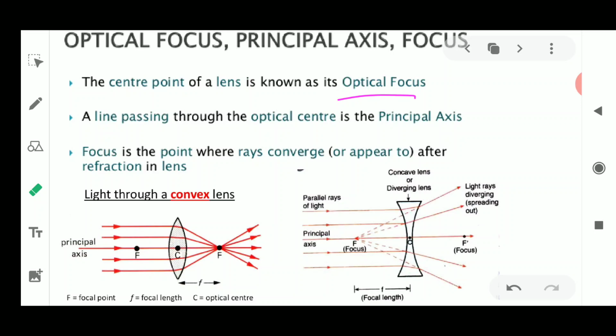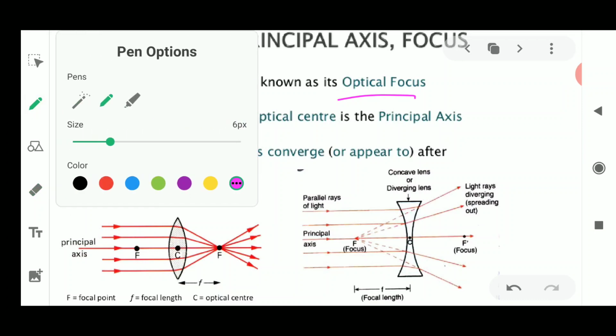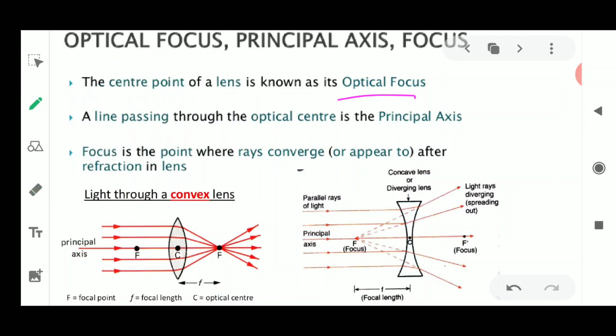Okay, so this is all about the optical center, principal focus, and the focus of the concave as well as the convex mirror. This diagram is clearly explaining the three points, that is the optical center. Sometimes it is represented by O. If you remember, I told you that it is always represented by O. It is not represented by C, don't be confused. So this is also represented by O.